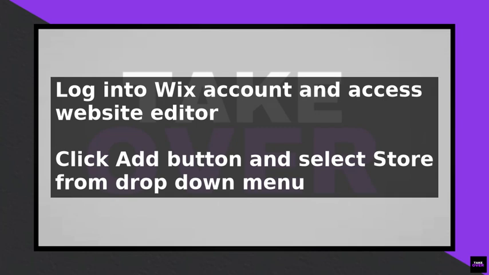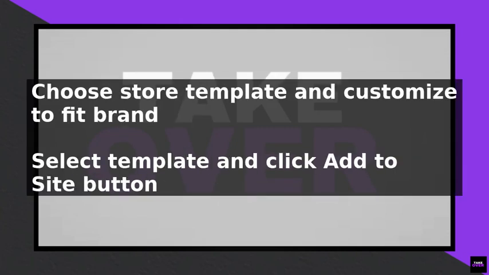Next, choose a store template that matches your business needs and customize it to fit your brand. You can choose from a variety of templates and customize the layout, colors, and fonts to match your website. Once you have selected a template, click on the Add to Site button to add the store to your website.